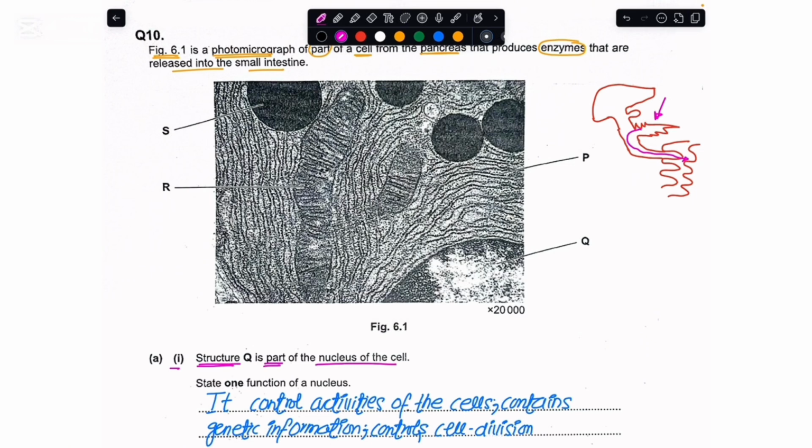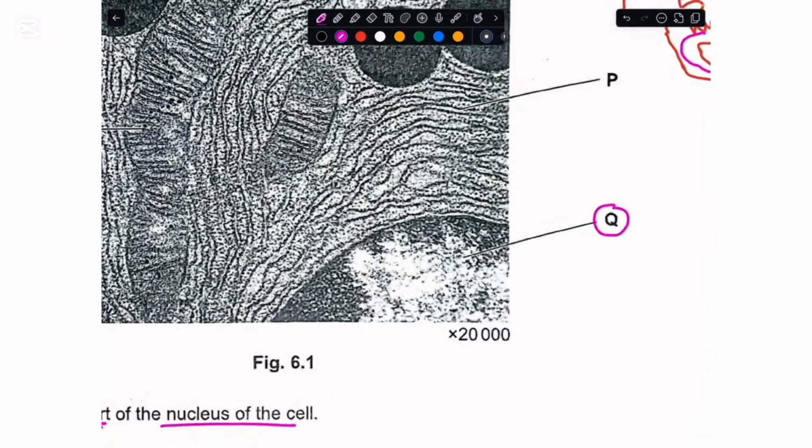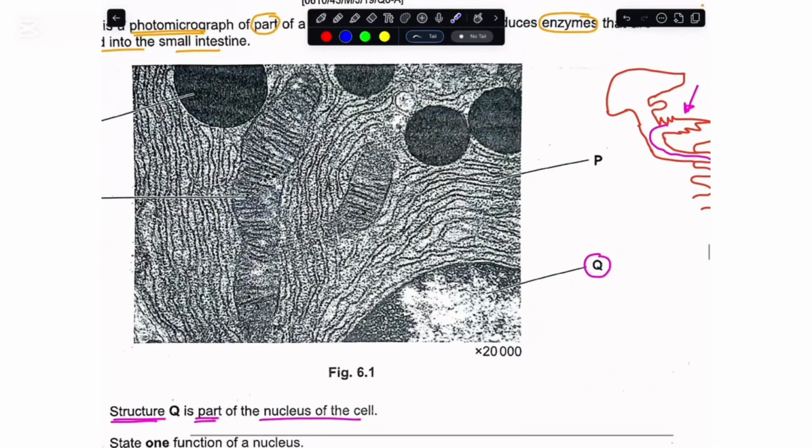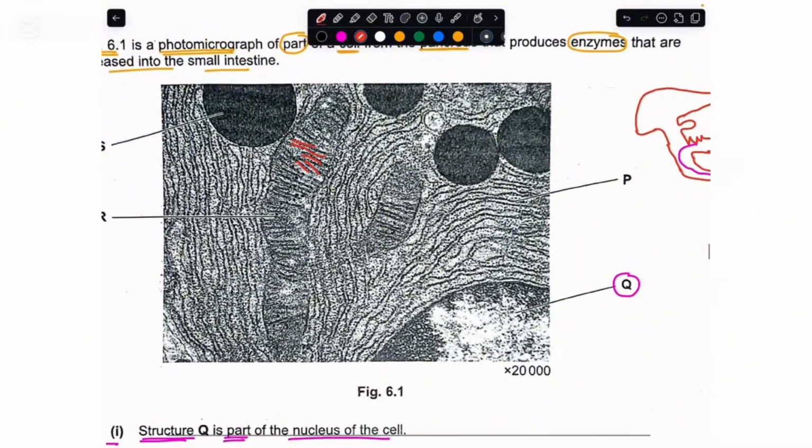Now, if we just look at the first part, A, they say structure Q is part of the nucleus of the cell. So here you see they have given you the Q, and this is showing you some part of the nucleus. So this means that this part right here is indicating the nucleoplasm of the nucleus. And here is a sausage-shaped organelle, where we have the presence of the membranes like this. So this is a point that identifies this part labeled R as the mitochondria.